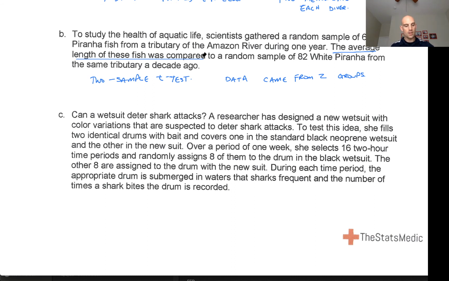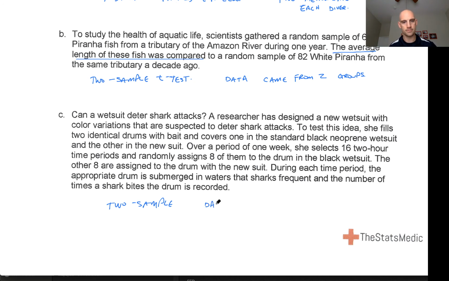Is it the same thing happening to one thing, or is it a case where we have two separate groups, and we do the experiment to one, find the average, and then do the experiment to another and find the average? This, hopefully you said, is a two sample. And I think what can be confusing about this one is, well, it's the same drum, what's the big deal? But it's how you're doing the procedure. Notice, they said, during each time period, the appropriate drum is submerged in waters that the sharks frequent, and the number of times the shark bites the drum is recorded. So during this time, this is what happened with this wetsuit material on. We find that average. During this time, we put a completely different wetsuit on, and we found the average. Okay, so this is a two sample T.